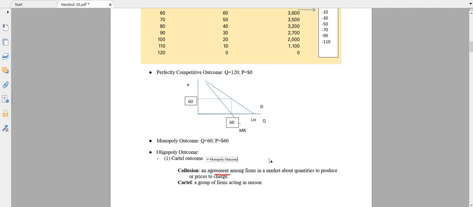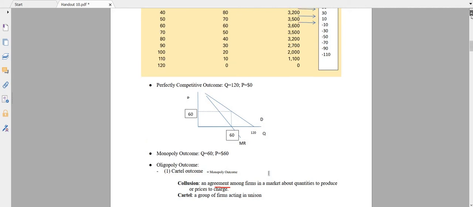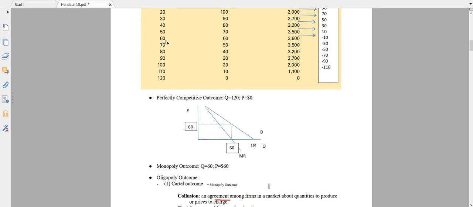In other words, if A and B form a cartel, collectively they will be producing 60 units of output, or in other words, each firm will be producing 30 units of output. Here I'm assuming that the cost structures of the two firms are identical. The market price is going to be 60, and the total profit that they would be earning is 3,600, which can then be divided between the two firms, which will be 1,800 each for both firms.